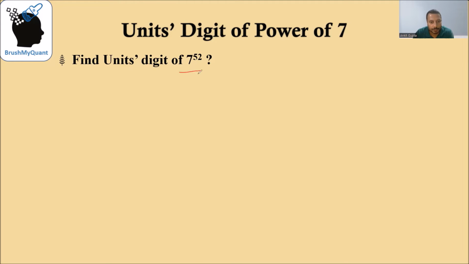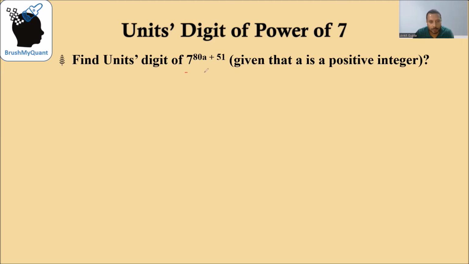Find the units digit of 7 raised to 52. Now we need to divide 52 by the cycle, which is 4. That means we'll get a remainder of 0. So the units digit of 7 raised to 52 will be the same as the units digit of 7 raised to the cycle, which is 4, and that means this will be equal to 1. So the units digit of 7 raised to 52 will be equal to 1.